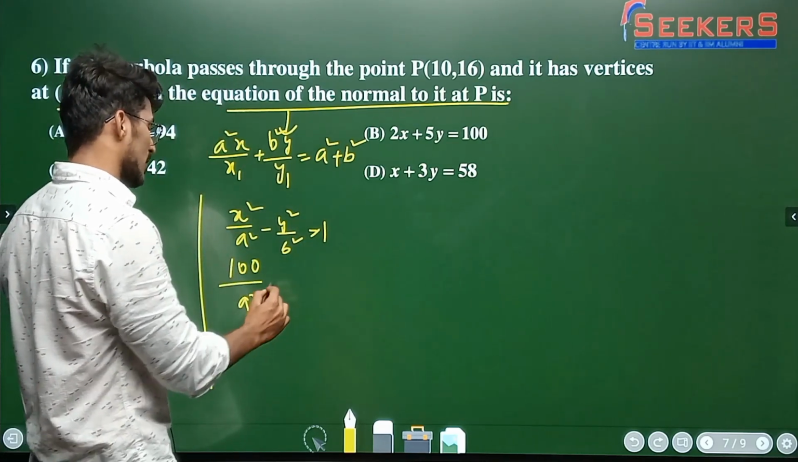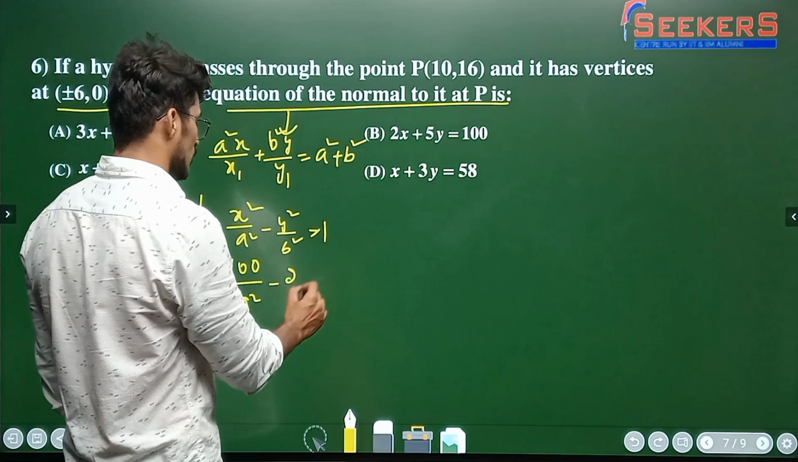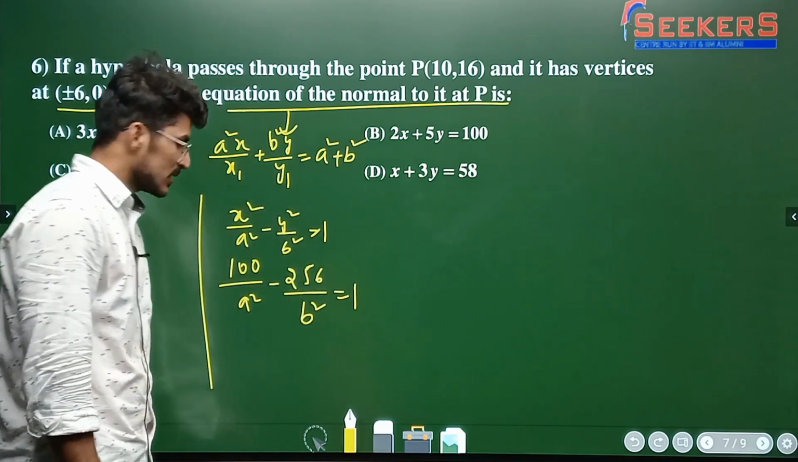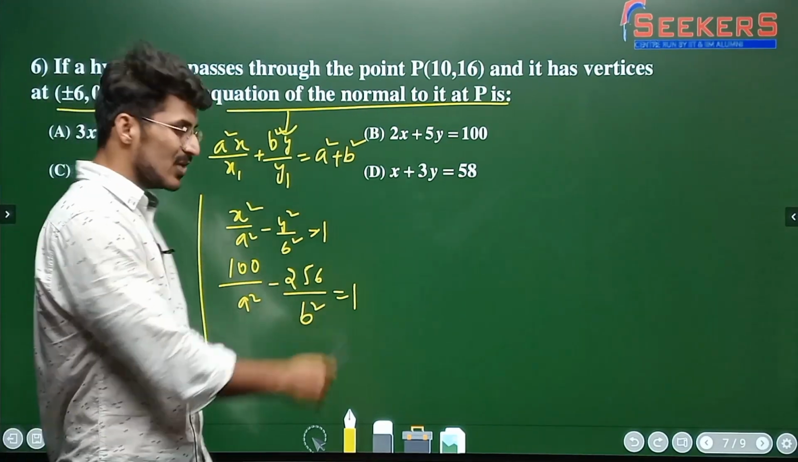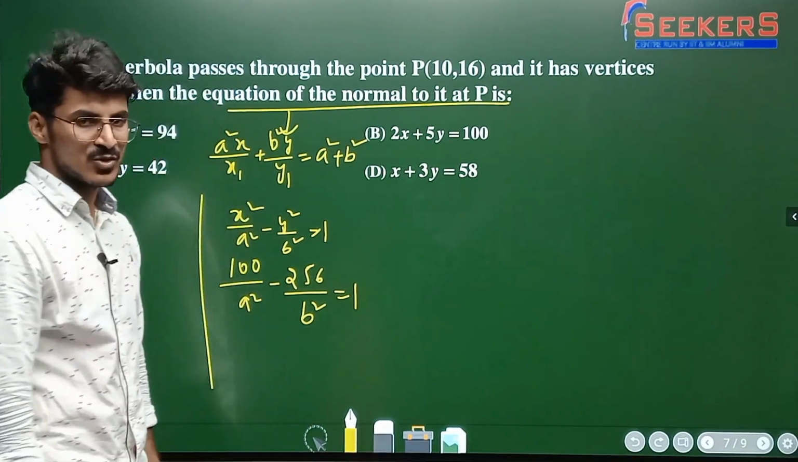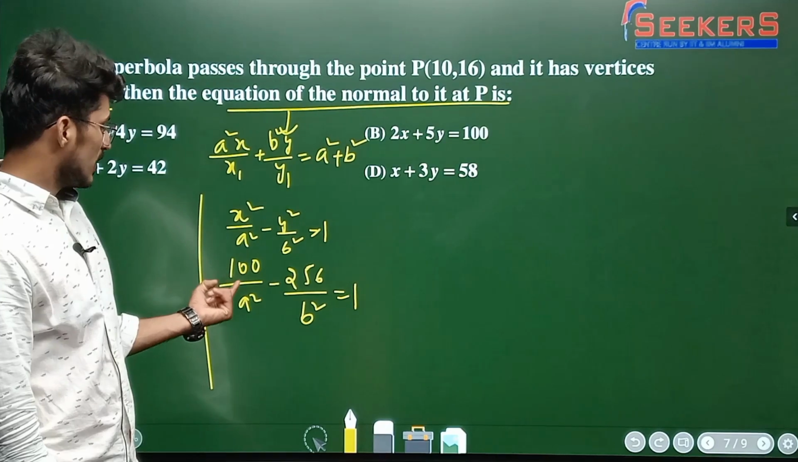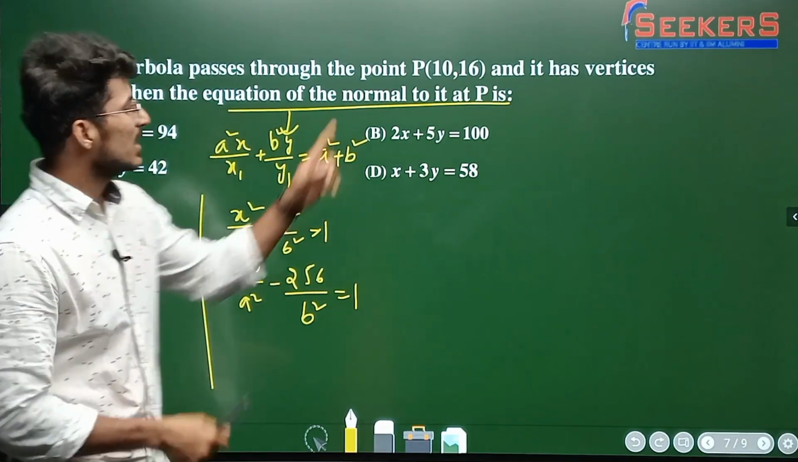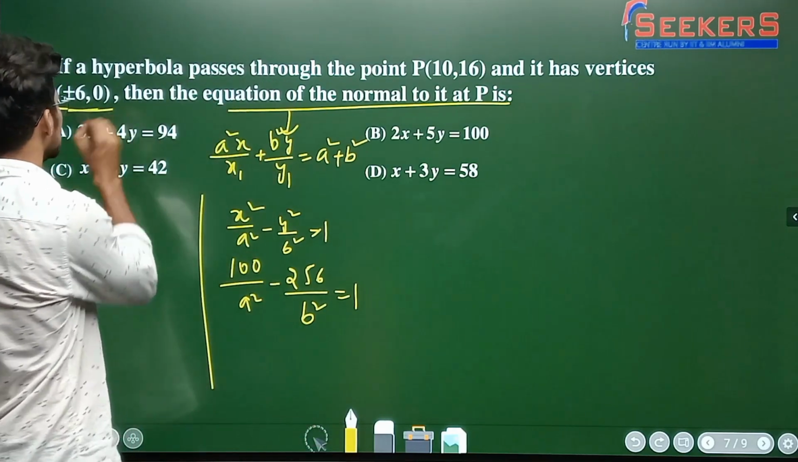100 by a square minus 256 by b square is equal to 1. Sir, now I have one doubt here. What is a value and b value here? What are we supposed to do for that? For substituting the values of a and b, he has given a hint here. What is that? It has vertices at plus or minus 6, 0.